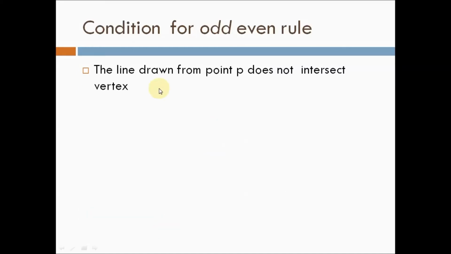One condition for this odd even rule is, I told you in the first step we have to draw the line. When you are drawing the line, it should not intersect with a vertex. Remember this. I will explain this, no worries. When you draw the line, that line should not intersect with the vertex. Getting, guys? It should not intersect with the vertex.